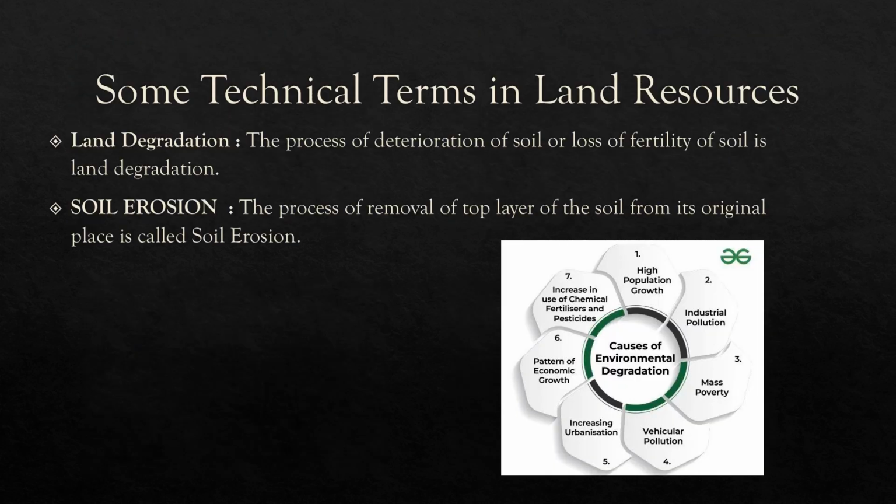Some technical terms in land resources. The major terms are land degradation and soil erosion. Land degradation is the process of deterioration of soil or loss of fertility of the soil. The major effect of land degradation is that the soil texture and structure are deteriorated.